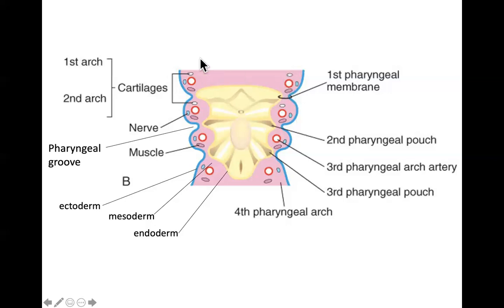So up here we have the first pharyngeal arch, and then we have the first pharyngeal groove, and on the inside the first pharyngeal pouch, and in between them the first pharyngeal membrane. And then we have the second arch, the second groove, the second pouch, and the second membrane, and so on and so forth as we move down. Okay, hopefully that's as clear as mud.